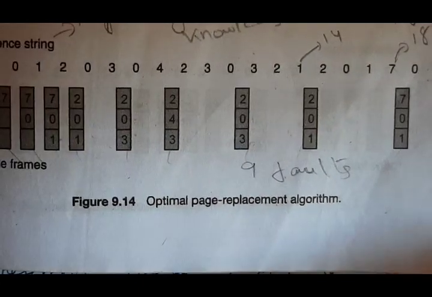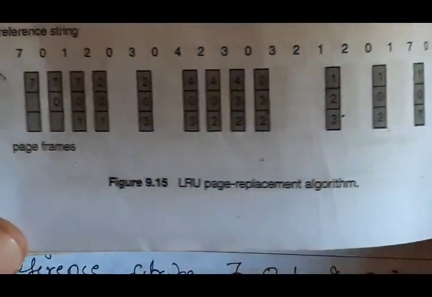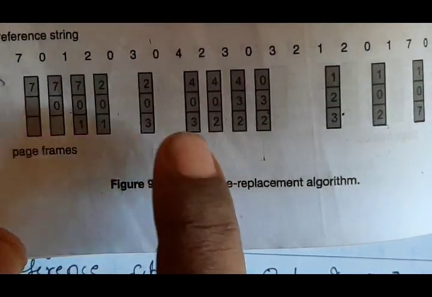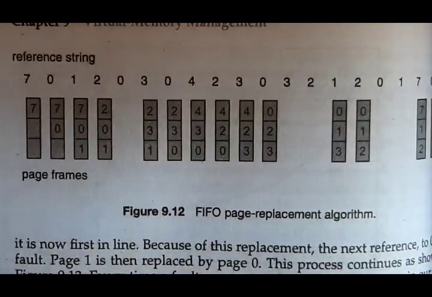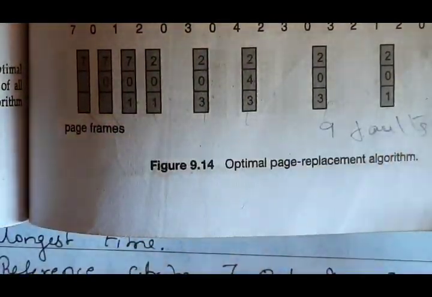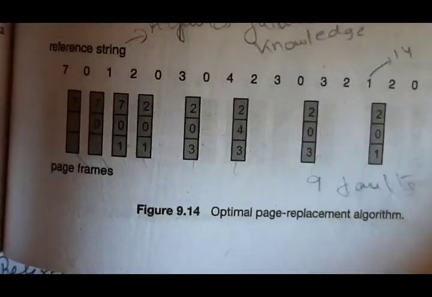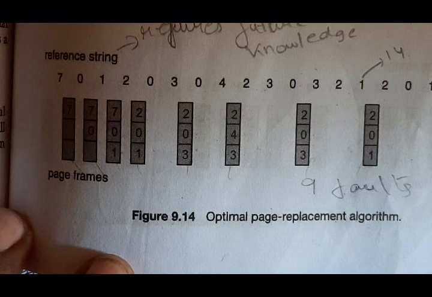Clear? No? In the last example, how many page faults in the LRU method? 1 through 12, so 12 faults. In the FIFO method, 15 faults. In optimal, only 9 faults. So optimal page replacement is the best, with very few page faults.